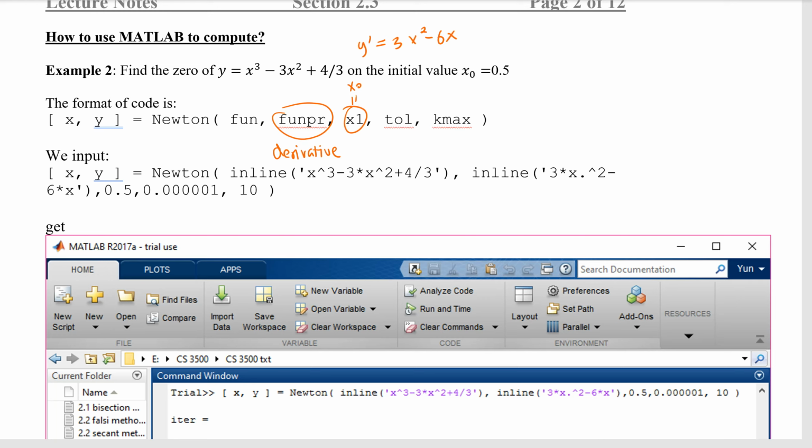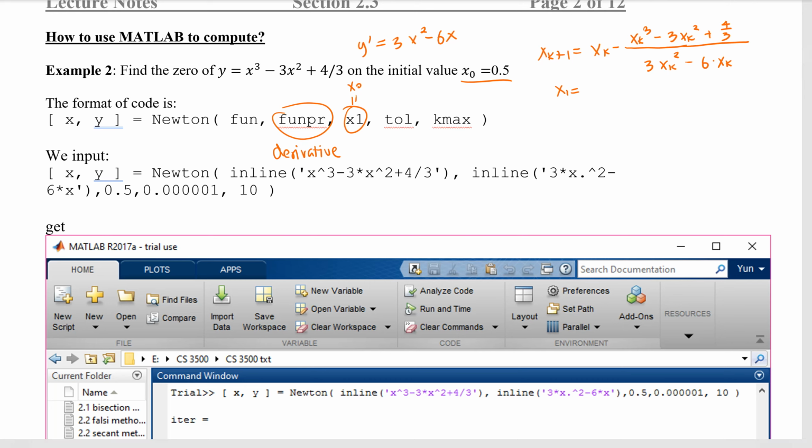I really want to calculate this problem with you by hand. I want you to see more examples. Why don't we do it by hand as well? So x0 is 0.5, and we have to figure out the iterative formula for xk plus 1. That is xk minus yk over yk prime, where yk is xk cubed minus 3xk squared plus 4 over 3, and yk prime is 3 times xk squared minus 6 times xk. So keep that in mind.